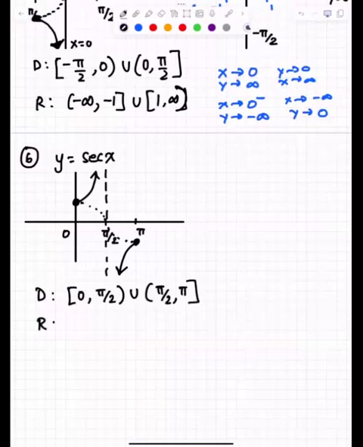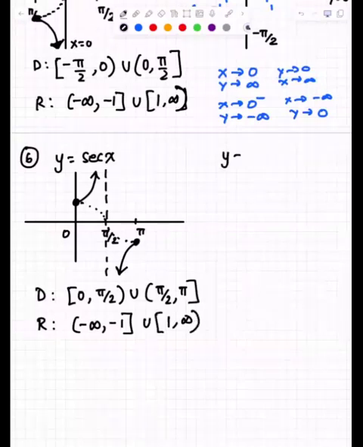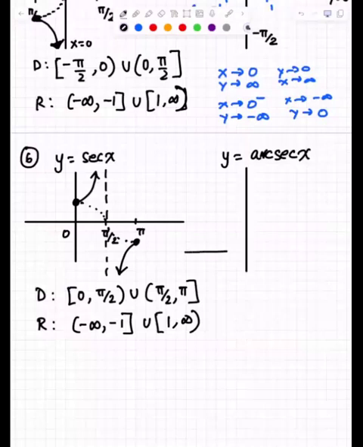Okay, and the range is going from, as you can see, just like before, negative infinity to negative 1, union 1 to infinity. Secant of x. So let's now sketch y is equal to arc secant of x. Instead of x going from 0 to pi, now my y will go from 0 to pi.